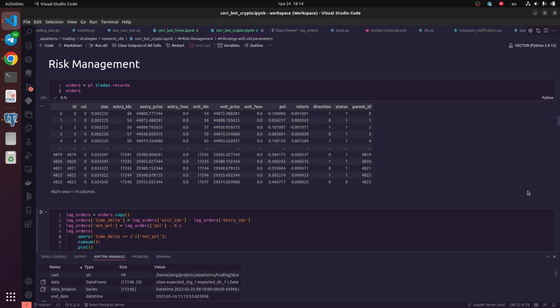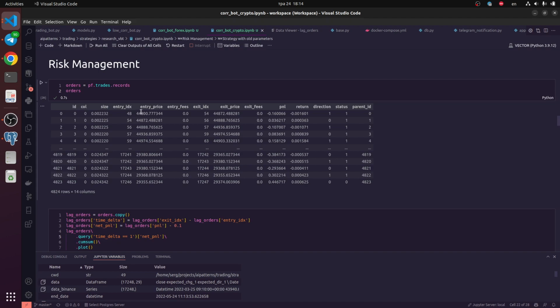Hi guys, let's do some improvement in trading bot. So for example, when you do backtest using vector BT, we have an object after backtest like PF, meaning portfolio. You should create a data frame. It would be trades, records, and you see we have some table.